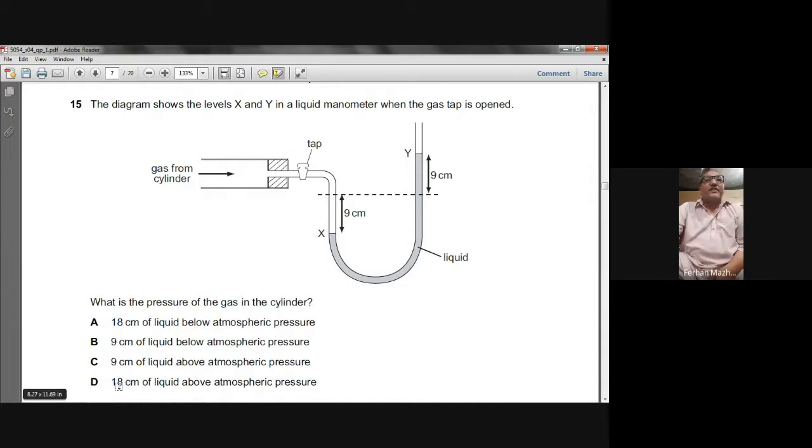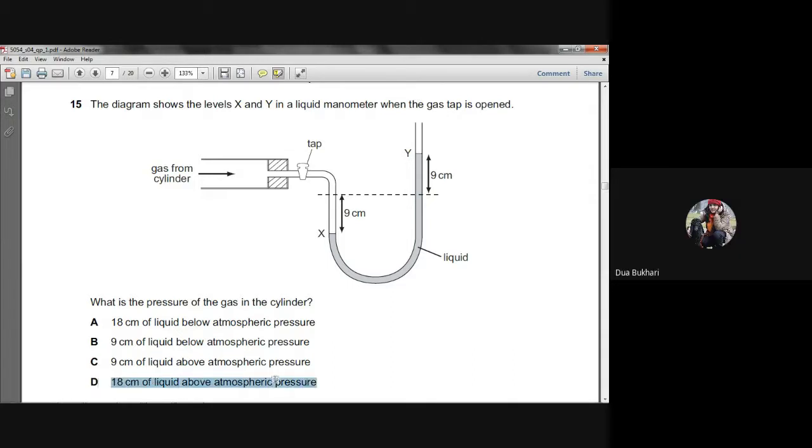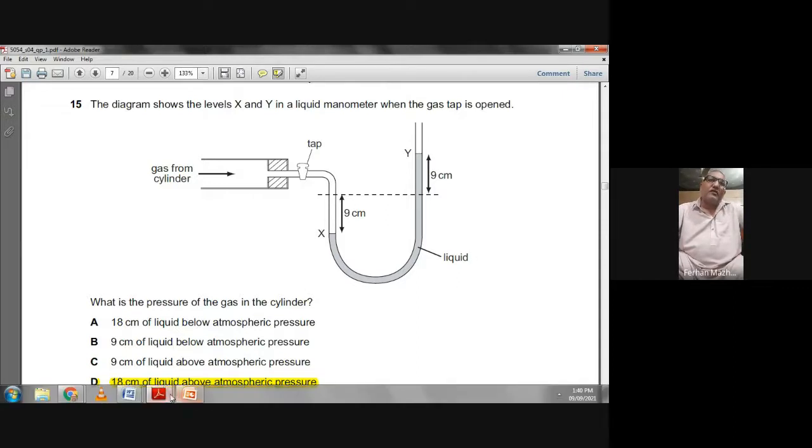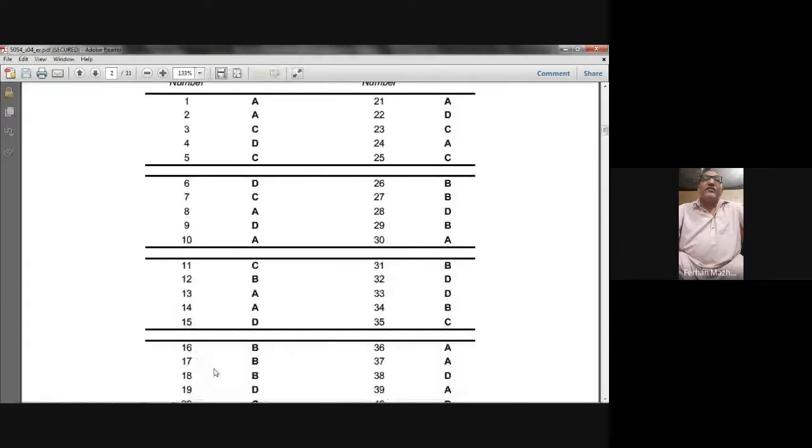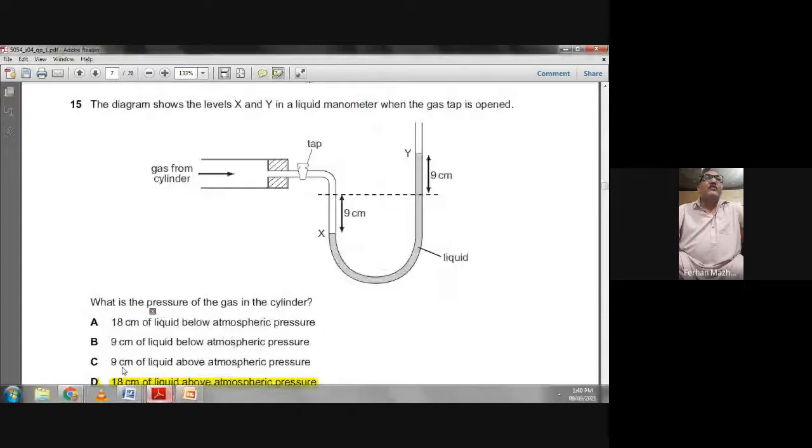So what do you say? सर 18 कैसे? The level difference is 9 here, 9. Check what's the difference of level between both the limbs, the level of the mercury. You can count 9 here, 9 here. So the total difference is 18. Okay, sir. Is this clear? Yes, sir. Question number 15, D is the right answer. We are going to the next question.